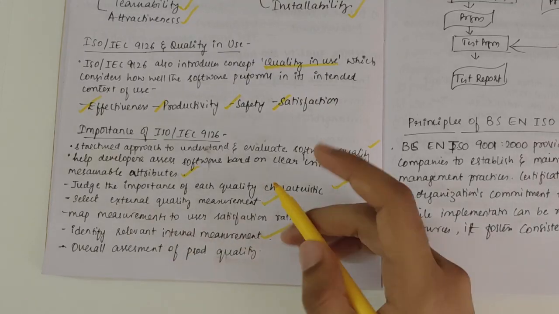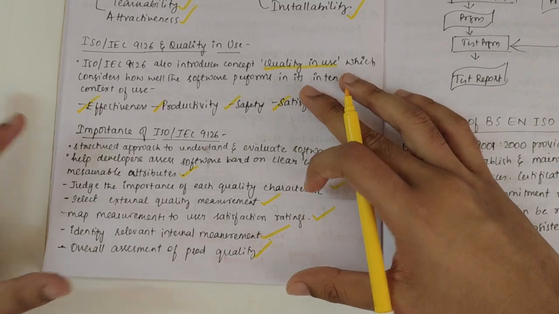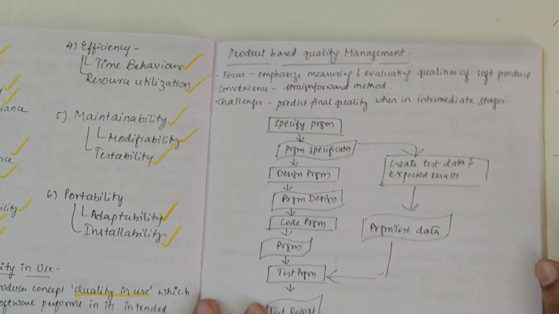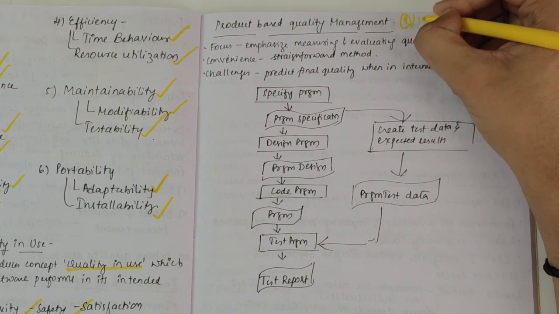Next we have overall assessment of product quality. It is pretty important to assess the overall quality of the product. So that was about the importance of ISO 9126. Then we have product-based quality management. This is again an important question asked for 8 marks or 10 marks.